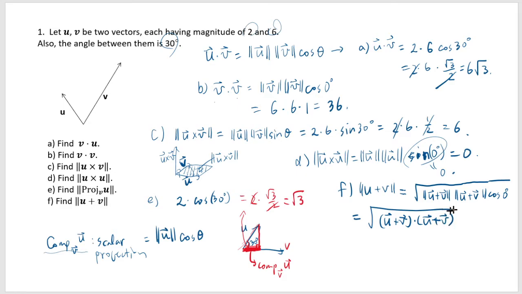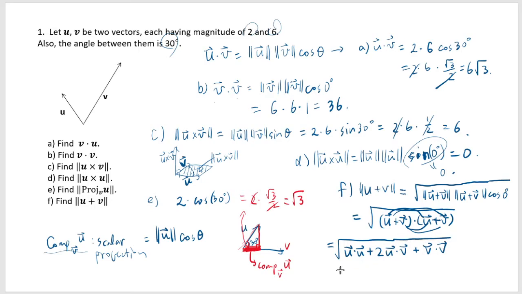Now, why is this anything better? Well, because we know that dot products have all the properties of multiplication. In other words, you have the distributive property and also the commutative property. So we can do U dot U, U dot V, V dot U, and V dot V, and that gives you U dot U plus twice of U dot V, because V dot U is the same as U dot V, plus V dot V.